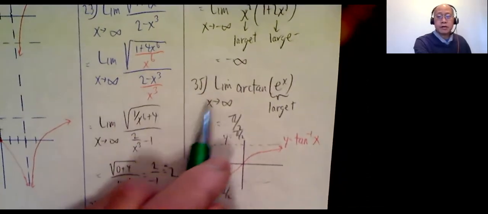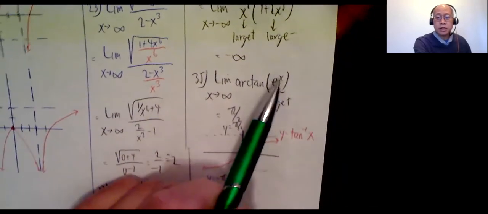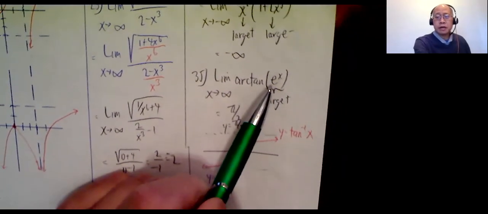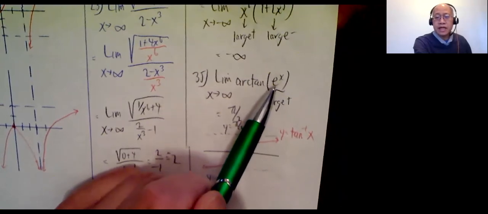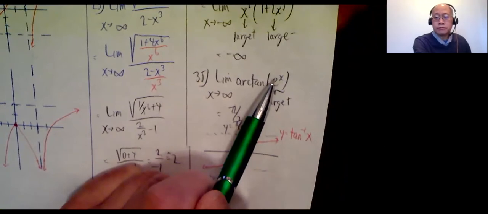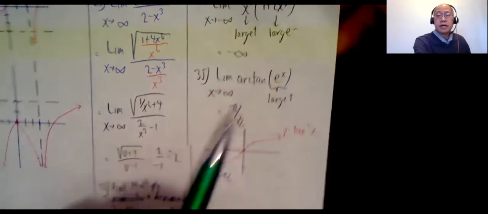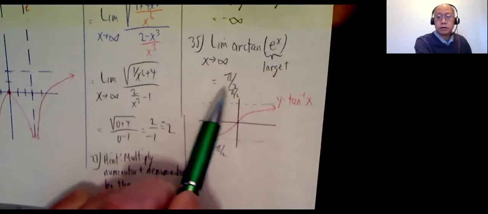Okay, 35. Limit as x approaches infinity of arctan of e to the x. If I plug in a super big number, e to the x is big. I plug in a million, e to the million is huge. So I'm taking arctan of a super big number, and we saw that yesterday. That comes out to be pi over 2.